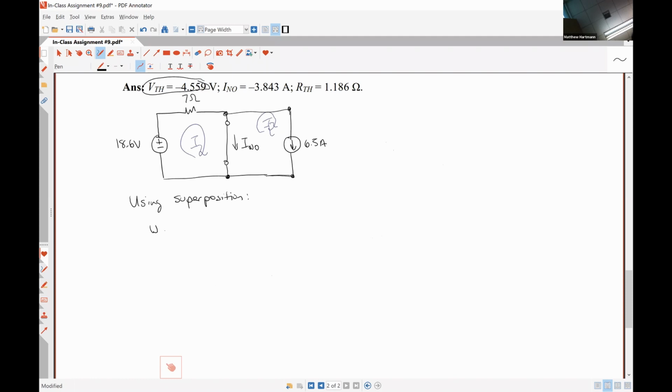when the voltage source is on and the current source is off, I Norton prime would be what? So the voltage source is on and the current source looks like an open circuit. So we would have 18.6 over 7. That's it.